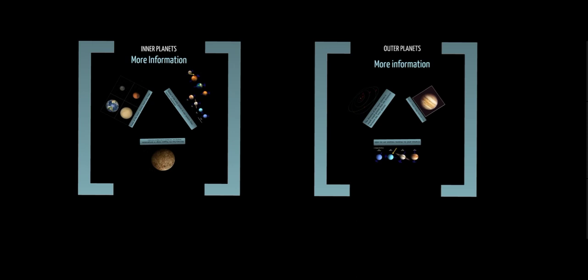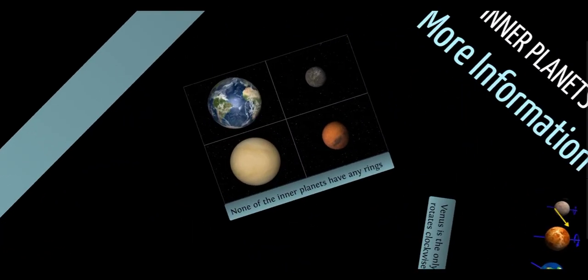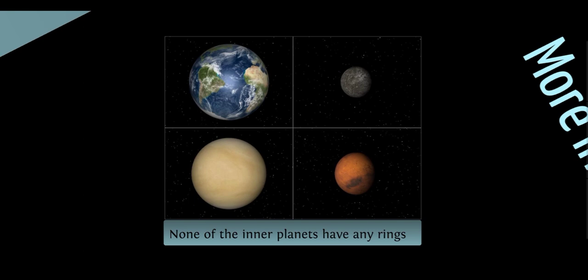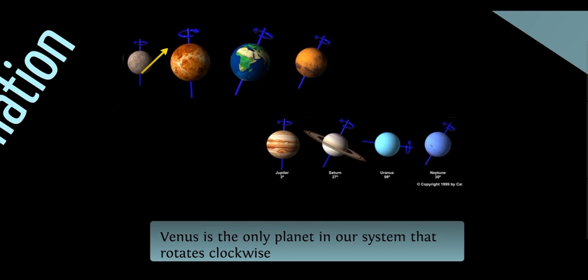For more information on inner and outer planets, here is some trivia, or additional knowledge. None of the inner planets have any rings. Next, Venus is the only planet in our system that rotates clockwise. Almost all the others rotate counterclockwise, as the yellow arrow shows.